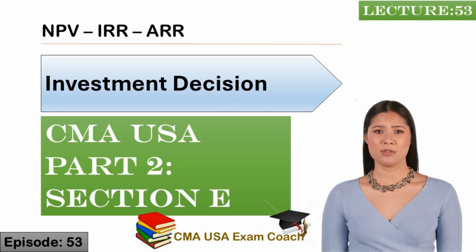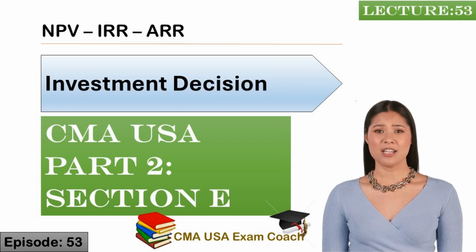In our last episode, we discussed net present value in detail. In this episode, we are going to compare three important capital budgeting tools: net present value, internal rate of return, and accounting rate of return. These tools are used by companies to evaluate long-term investments and decide which projects are worth pursuing. Each method provides a different perspective.